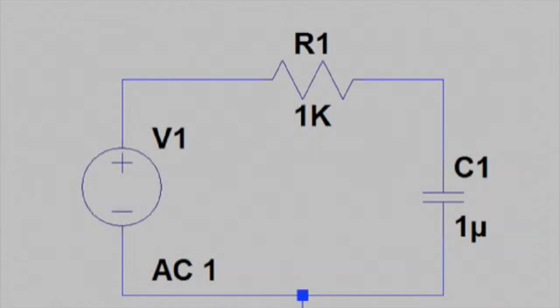Here's our low-pass circuit. We can see that it's low-pass because the resistor comes before the capacitor after the voltage source, and our resistor is 1 kilo ohm, our capacitor is 1 microfarad, and we set up our circuit to run an AC sweep from 11 Hz to 10 kHz at 100 points per decade.